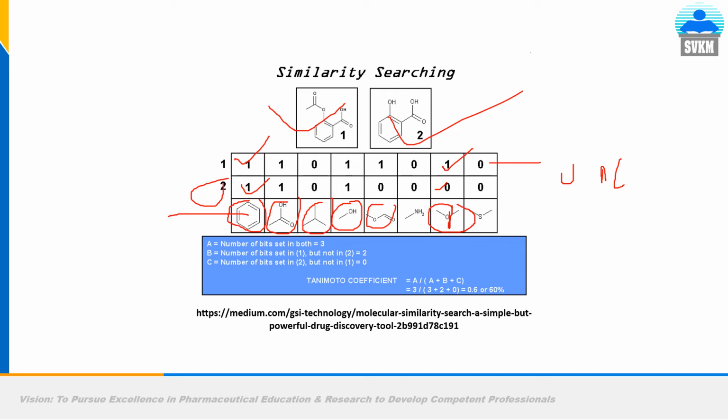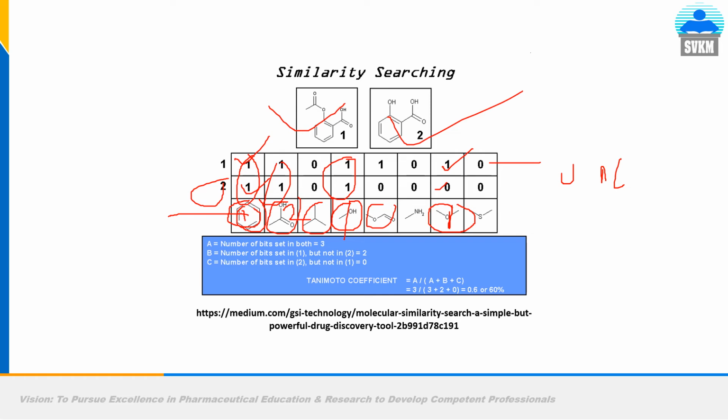So this is the formula. A, the number of bits set in both, equals 3. So this feature, this feature and this feature are common in both structures. So we are writing the number of bits in both common as 3.